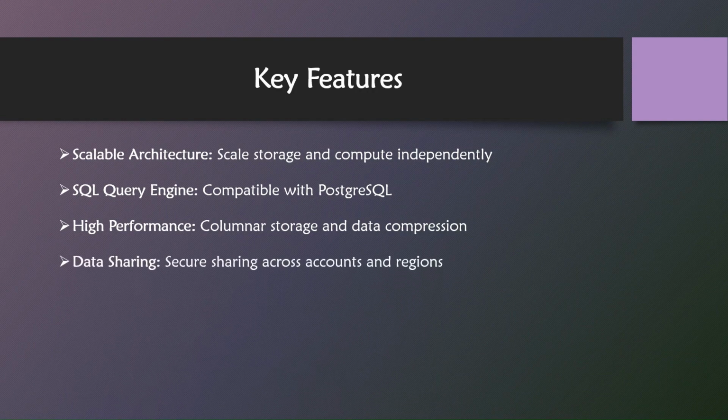And the fourth feature we have is data sharing. Redshift provides secure data sharing capabilities across AWS accounts and regions, allowing organizations to collaborate by sharing data sets without needing to replicate the data. This ensures that multiple users or applications can access the same data while maintaining data security and integrity.